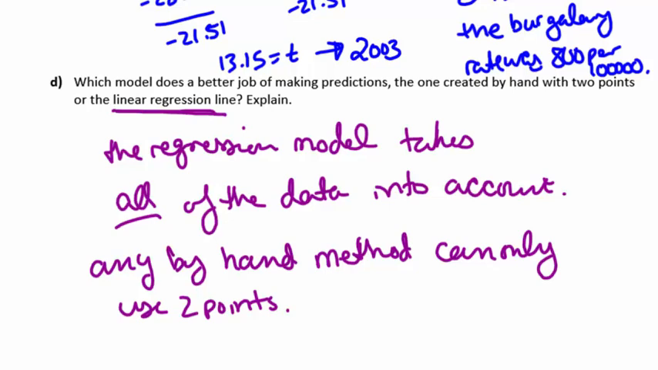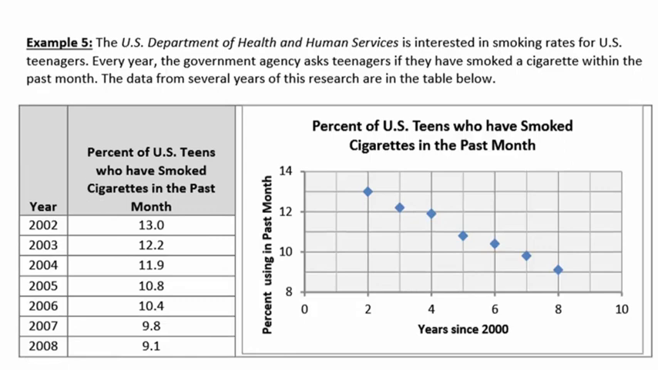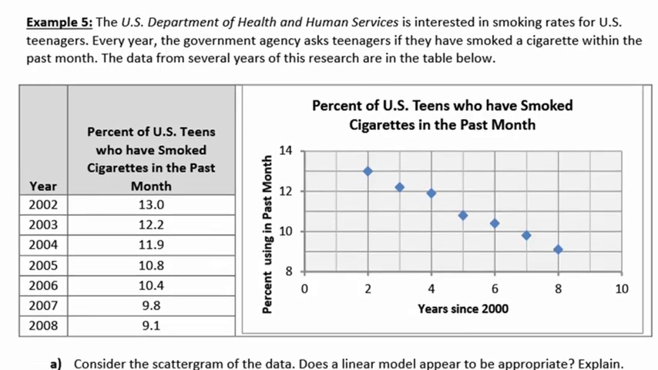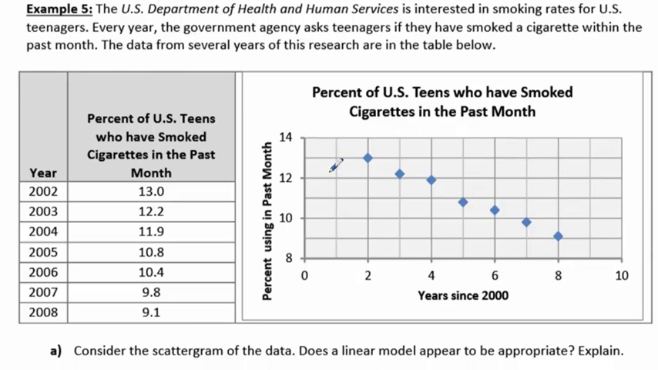Okay, let's look at the next one. All right, we've got some more data here. The U.S. Department of Human Services is interested in smoking rates for U.S. teenagers. And I can see the scattergram right here. I can observe that a linear model is appropriate because it looks like it's roughly going to follow that linear pattern of decreasing at a constant rate.